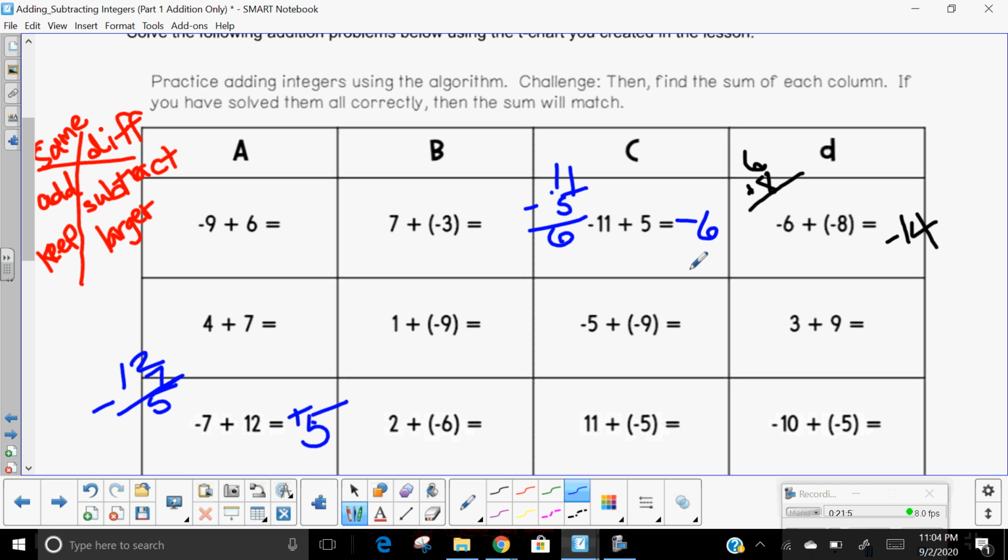Okay, I hope that gives you a couple more examples. We can look at one more real quick. We have negative 9 plus 6. The signs are different, so I just simply subtract the two numbers, and that gives me 3, and then I'm going to keep the sign of the number that's the largest. So we have 9 and 6. 9 is larger than 6, so that means my answer is negative 3.